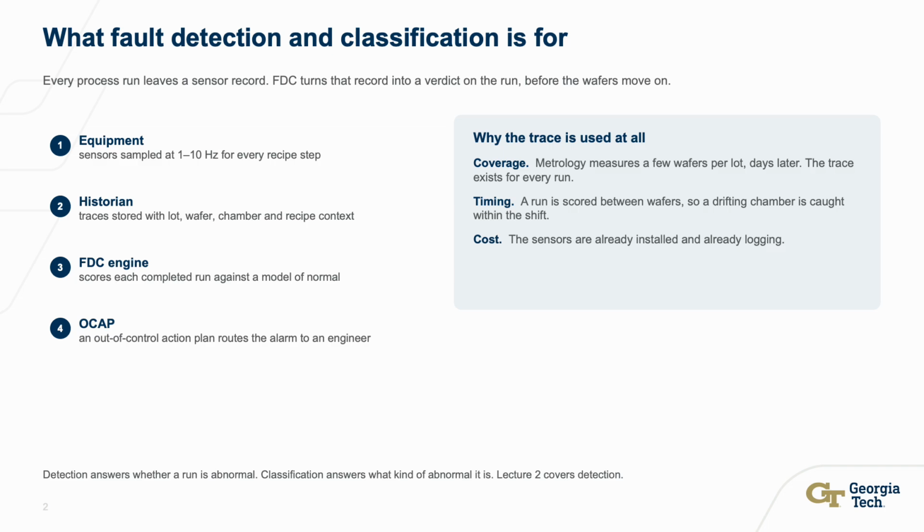The chain on the left is the standard one. The equipment publishes sensor data. A historian stores it with the context you need to interpret it later: which lot, which wafer, which chamber, which recipe. An FDC engine scores every completed run against a model of what normal looks like. If the score is out of limits, an out of control action plan routes it to a human, who decides whether to stop the tool.